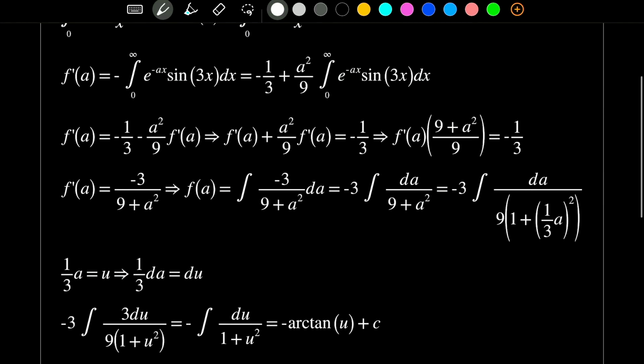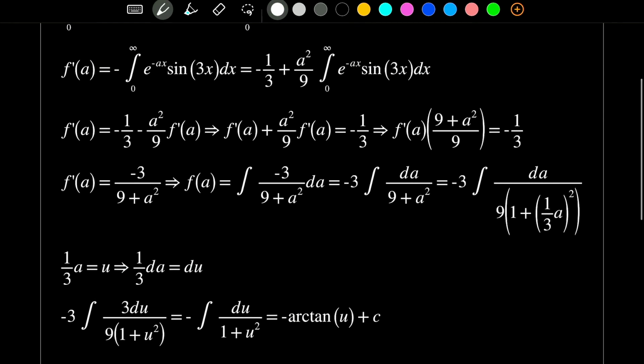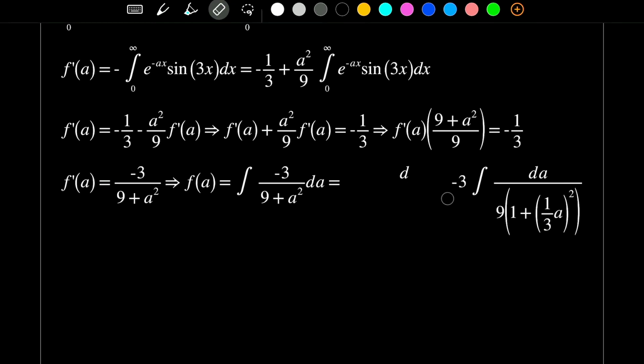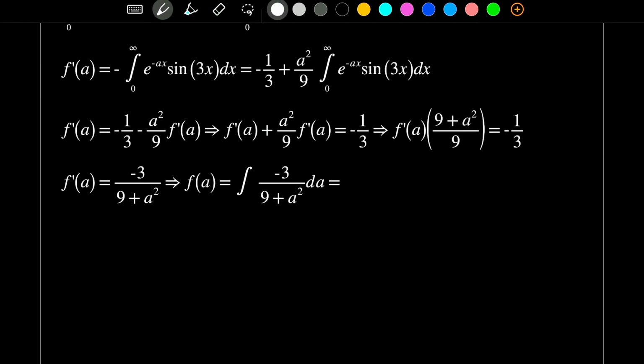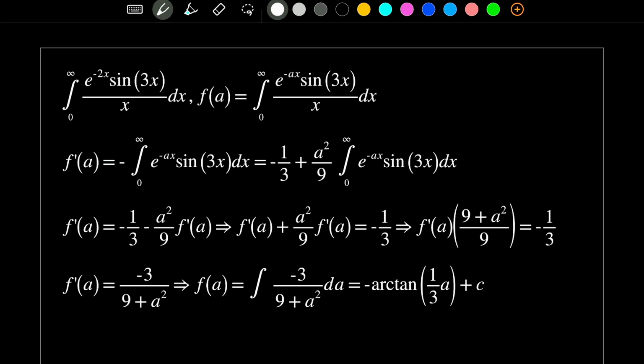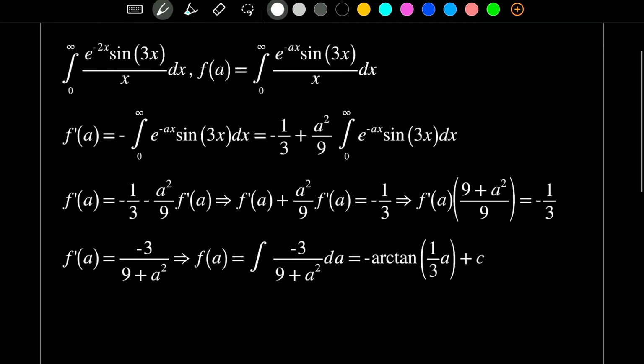So let's maybe rewrite all of what we've done here. Let's get rid of all of this. And let's just substitute back in 1 over 3a for our u. So this is equal to minus arctan of 1 over 3 times a plus c. Now, notice that we've got this unknown c. How are we going to figure that one out? Because now we could plug in a equals 2, and then we get the desired integral, but we still have this unknown. So what are we going to do?